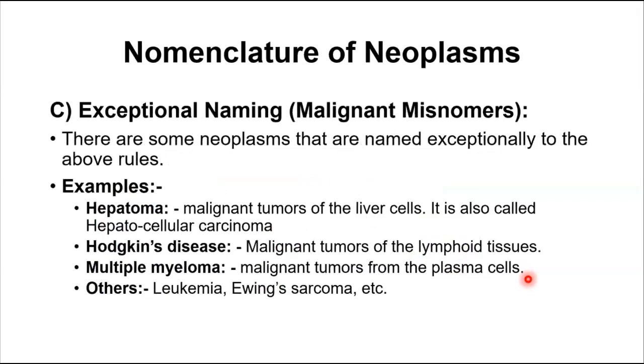For example, di ba sabi natin kapag -oma lang, benign siya, adenoma, papilloma, the benign. Pero bakit ang hepatoma, malignant tumor sa the liver? So, yun, exception siya. Or Hodgkin lymphoma, malignant tumor of the lymph node, or multiple myeloma, or leukemia, even sarcoma, so on and so forth. Yan, may mga exceptional na. Pero usually, yung kanina, yung dalawa, yun yung usual natin sa pag-name ng tumor.